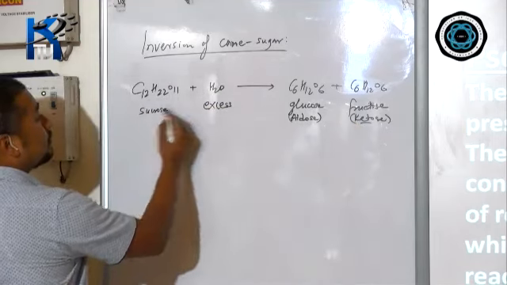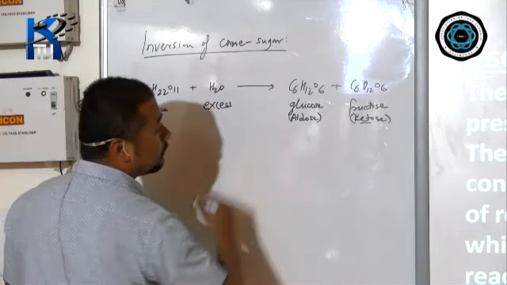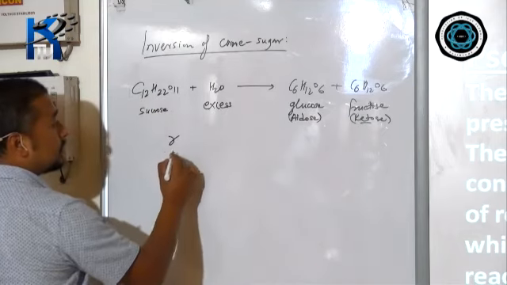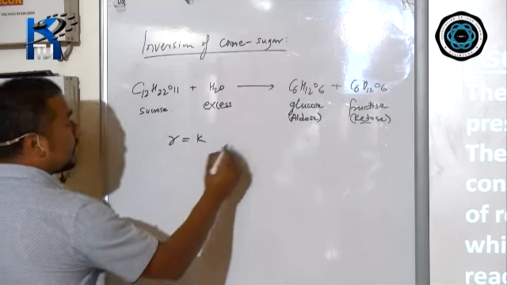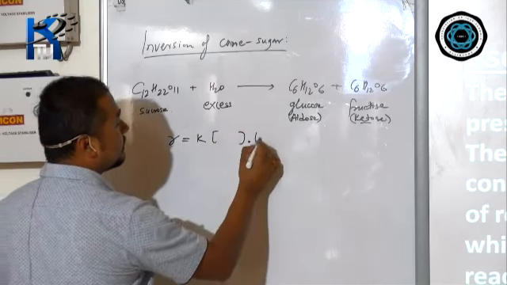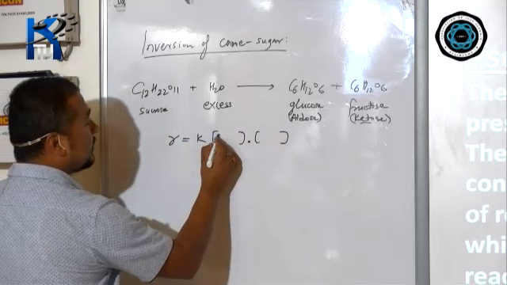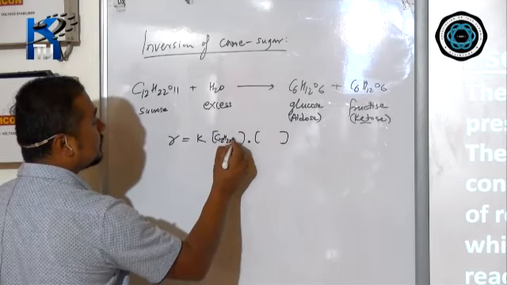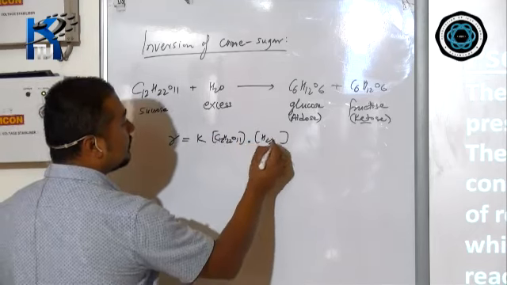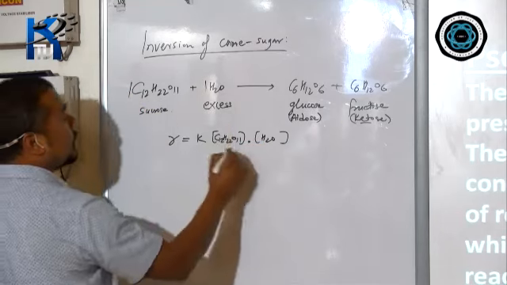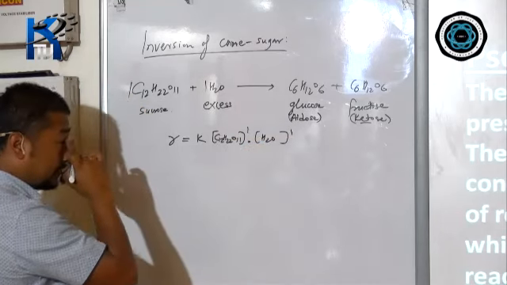Now, when you react sucrose with excess of water, you get glucose and fructose. So let us get the rate equation for this. R is equal to K, concentration of the reactant. And here the reactants are one sucrose and one water. And the coefficient of both is 1, 1, so we put the power as 1, 1 for this.